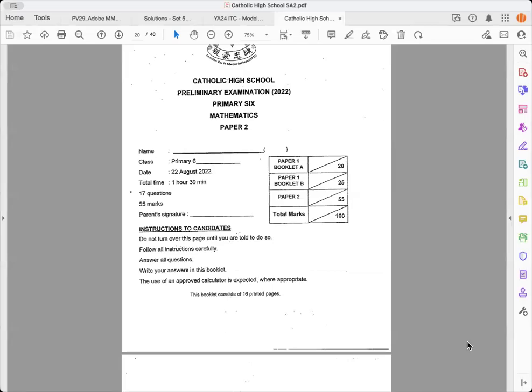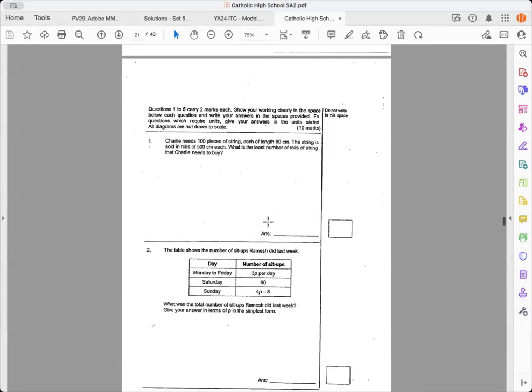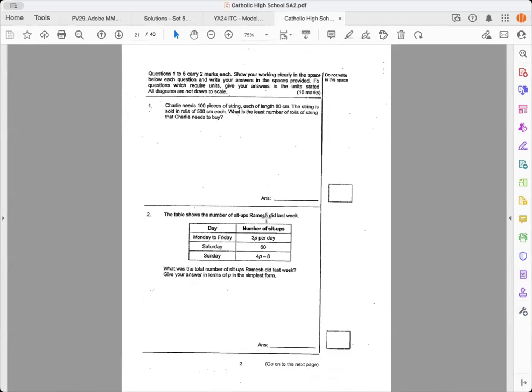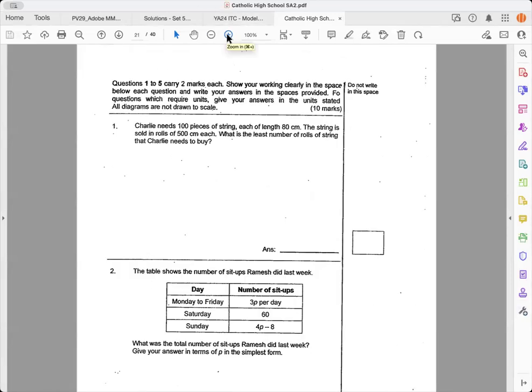So, Catholic High Prelim Examination 2022, Paper 2. Question 1 was the question that a lot of people got wrong, so I'm going to explain this question. Make it bigger.